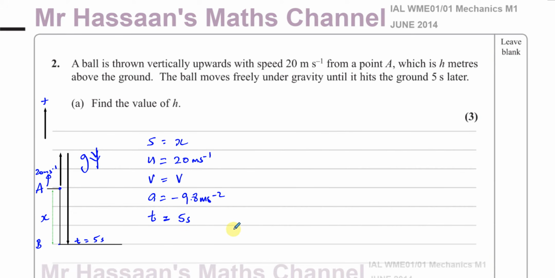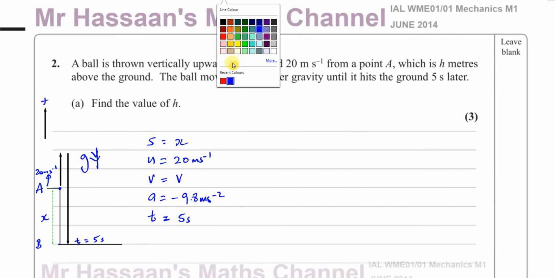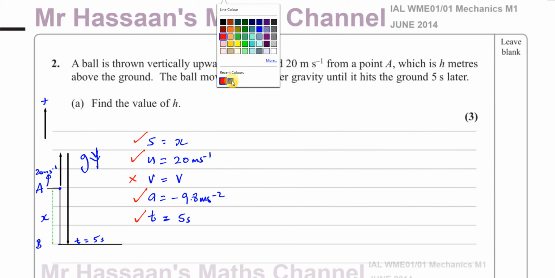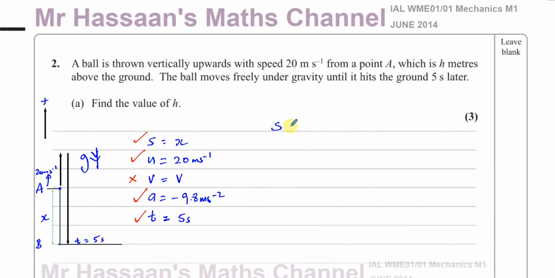Right, so now what we're going to do here is think about what we need to do to work out the value of this S, which is X here. So we have to deal with U. We don't have V. That's not going to help us. We have A and we have T. So these four letters in our equations of motion, SUVAT equations, S equals UT plus a half AT squared. For my equations of motion, which we should memorize and know, this is the equation that's going to help us to answer this particular question.